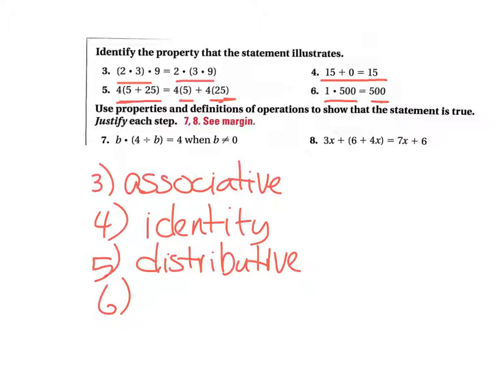And number 6, if you look at that one, they multiplied 1 times 500, got 500, of course. So the 500 kept its same identity. So that's called the multiplicative identity. And your book just says identity, so we'll just go with identity.